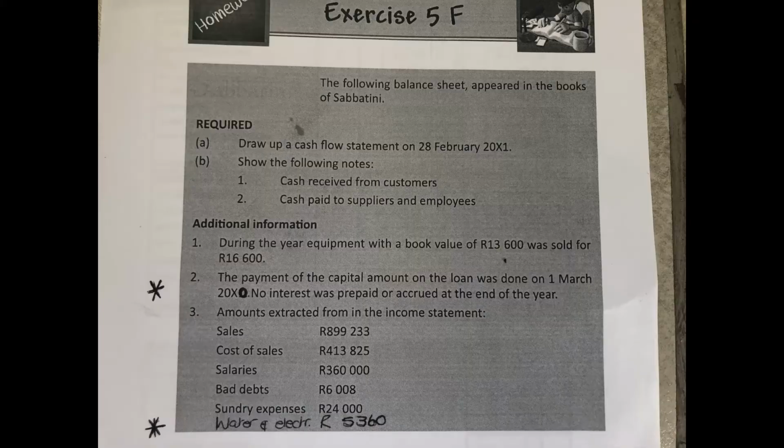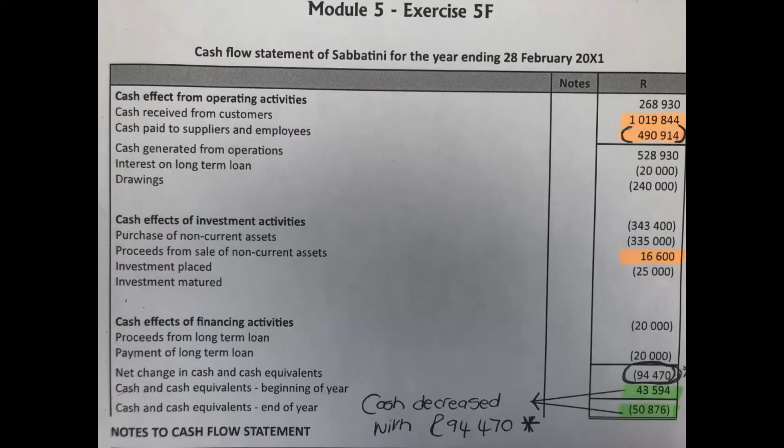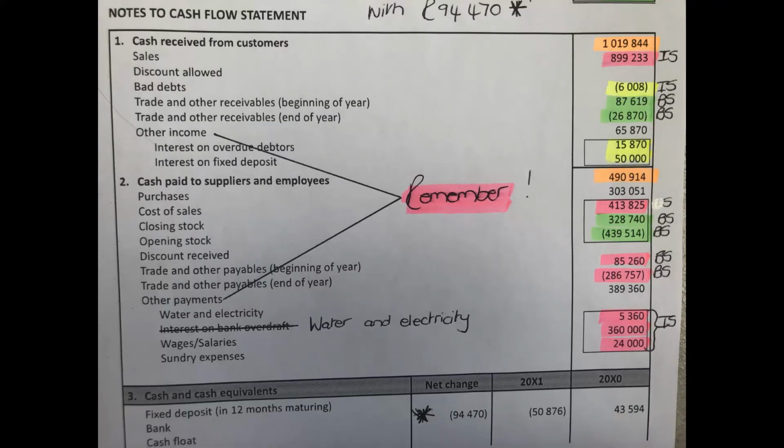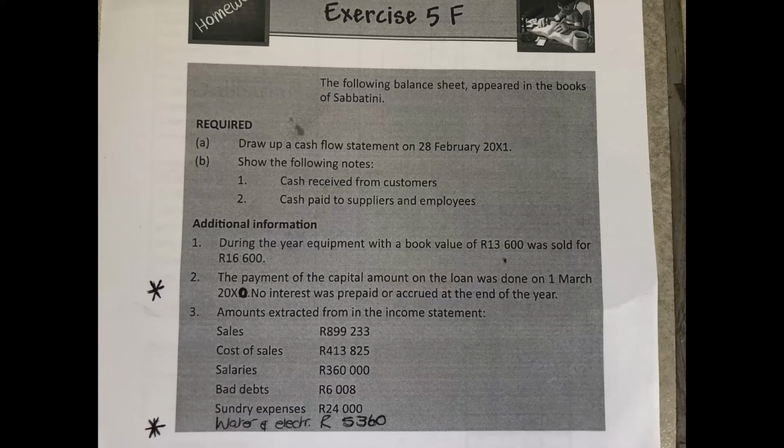The first item that we need to calculate is the cash effect of operating activities. And the first leg under that is, you know by now, cash received from customers. How do we do that? We take sales from the income statement. It was 899,233. There was no discount allowed, so that is zero. We deduct bad debts of 6,008. We get the amount also from the income statement.